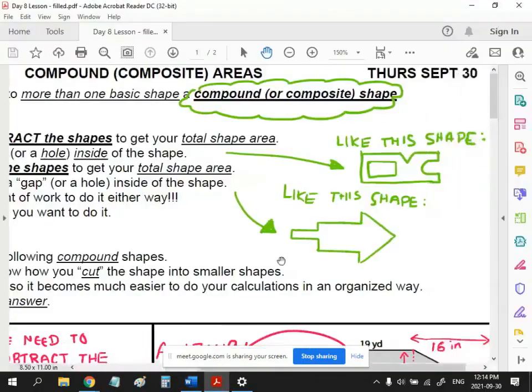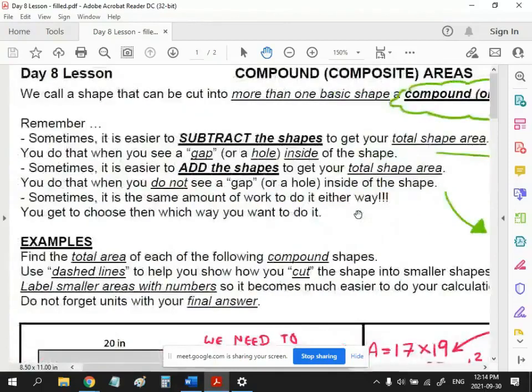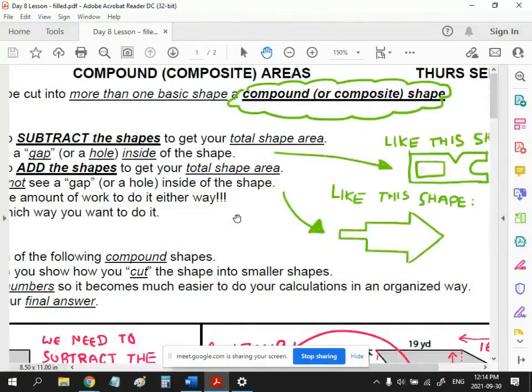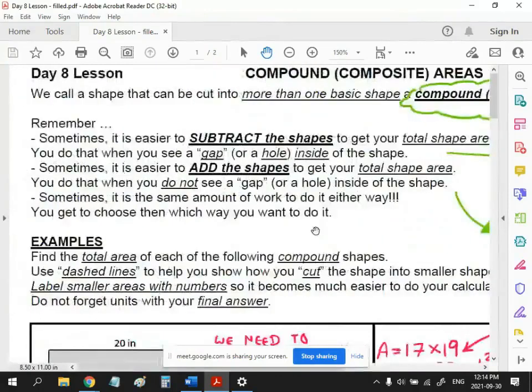So today, this is the definition. We call a shape that can be cut into more than one basic shape of the chart I gave you 2 days ago, compound or composite. I don't really care which word you use, just use one of them. Okay? So, how do you find the area of a composite shape? Each shape is going to have a technique to it or a trick. Sometimes it's easier to what?